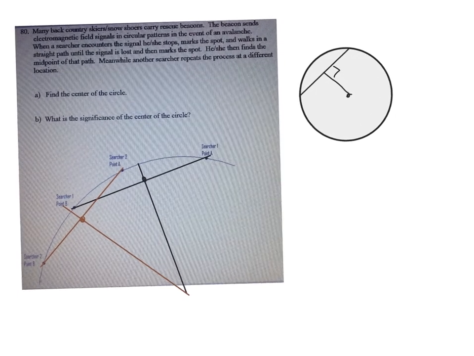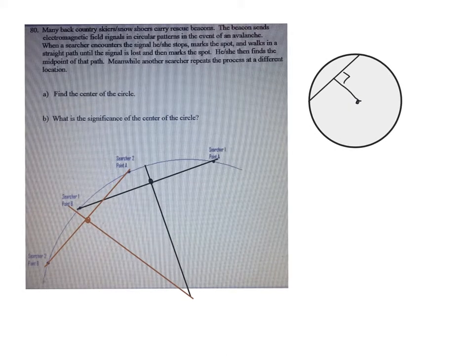So this point right there, let me try and straighten this thing out a little bit. There we go. Okay. That should be where the skier is. All right, so if they do their whole thing, they find the midpoint, then they do a perpendicular to that, where those two intersect is where that skier should be.